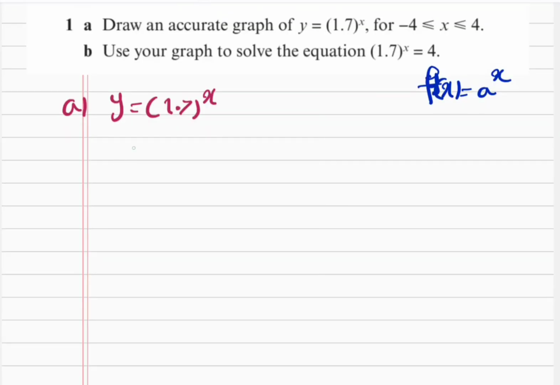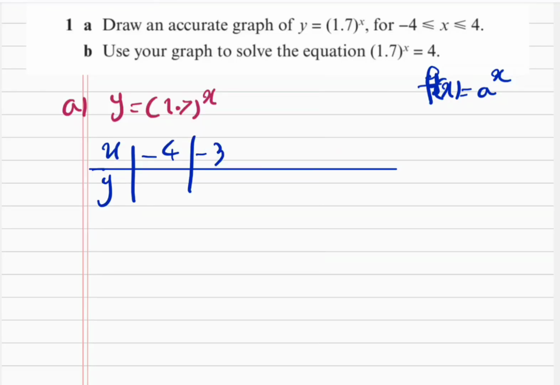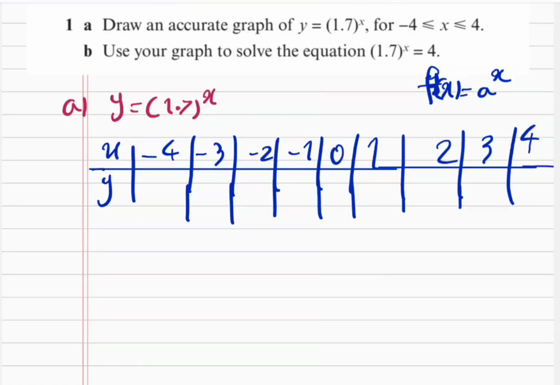We can first use a table to find some of the values for x and y. So we have -4, -3, and all we need to do is substitute each of these x values into the equation and find the corresponding y value. So these are the y coordinates, and now we just need to plot these points, and that gives us the graph.